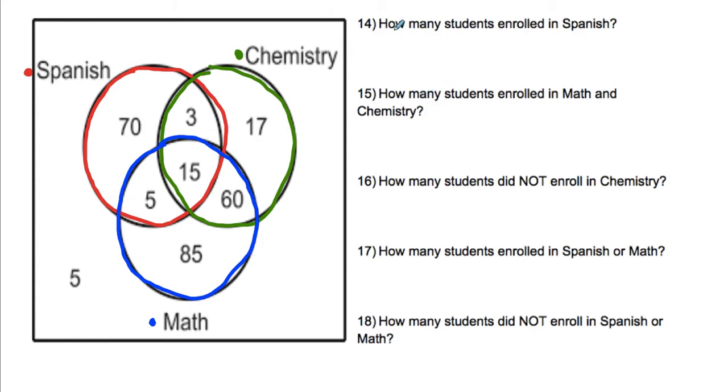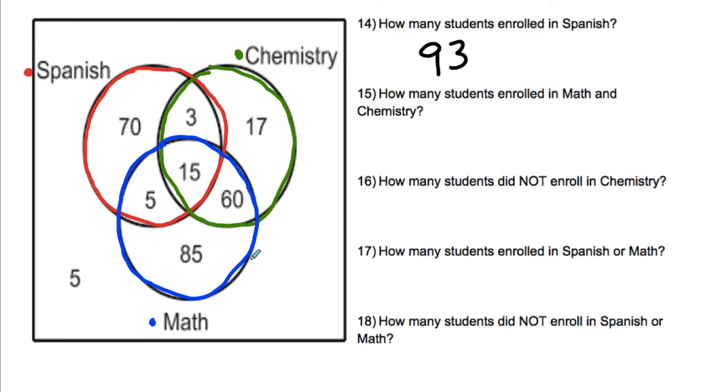All right, so here we go. How many students enrolled in Spanish? Okay, well, as I circled here, the red circle includes everybody enrolled in Spanish. Okay, so these 4 groups are all students enrolled in Spanish. So I need to add those up. And when I do that, I get a total of 93. So 93 students.